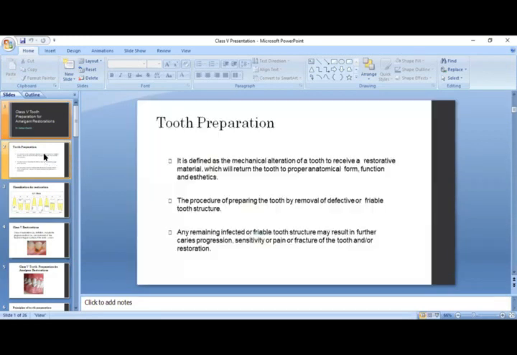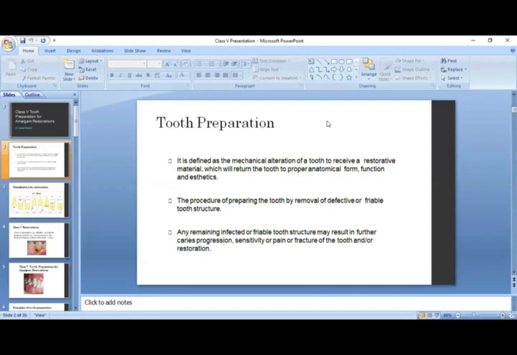Now, what is basically tooth preparation? What is basically meant by tooth preparation? Basically, before doing any kind of restoration or before filling the material in the cavity, we need to design that cavity. We need to make the tooth ready so that the tooth structure is ready to accept that restoration. So there are certain parameters which we need to follow before the filling of that restorative material in that cavity.